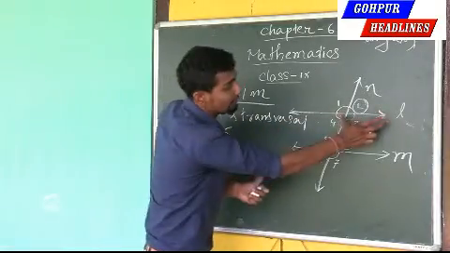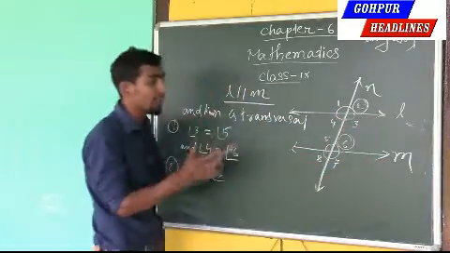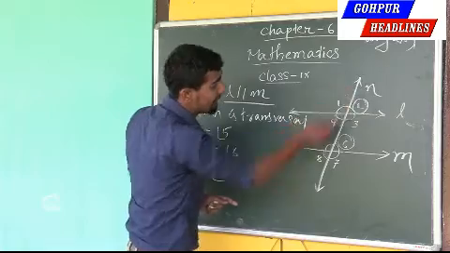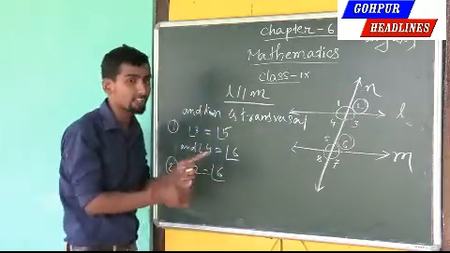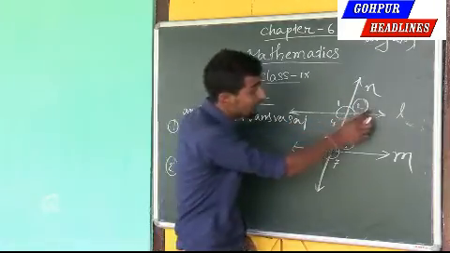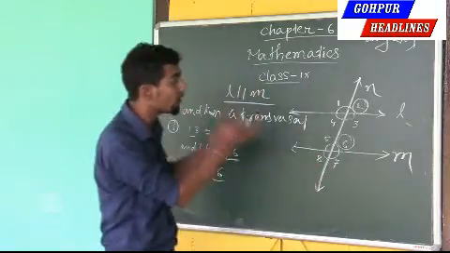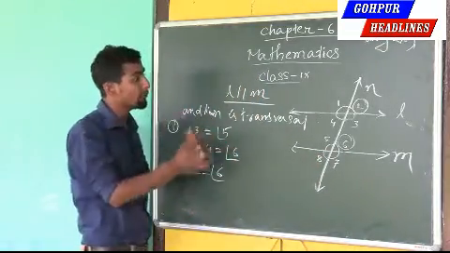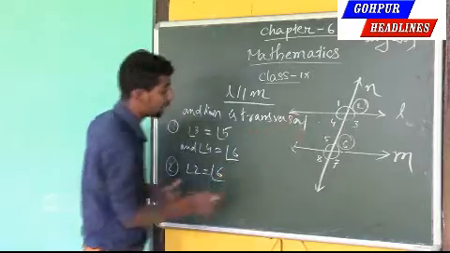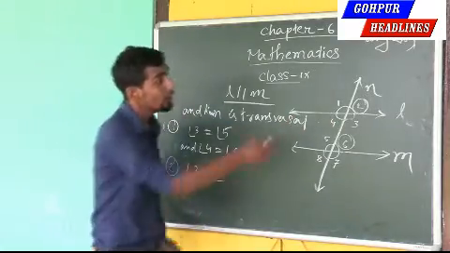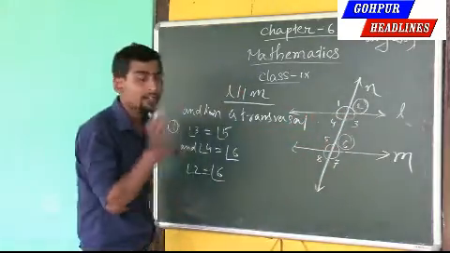When these two lines L and M are parallel and N is the transversal, we get angle 2 and angle 6. These two are the corresponding angles, and when the two lines are parallel, these corresponding angles are equal. So angle 2 and angle 6 are equal.